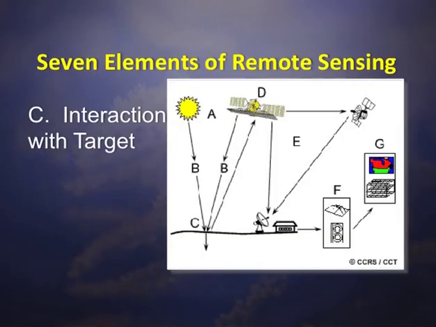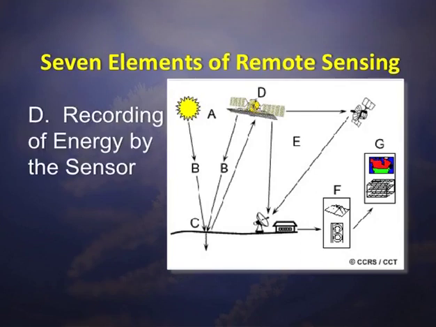And the third element is the interaction with the target. Third one is the interaction with the object, that is a plant. Whenever the energy transmitted from the sun passes through the atmosphere and touches the object, what will happen? It will reflect. Whatever reflection is there, that will be recorded.